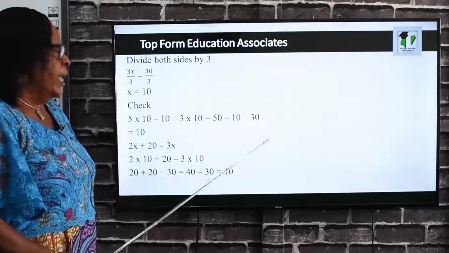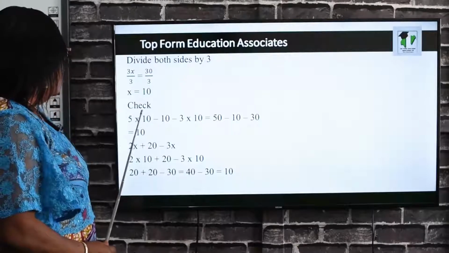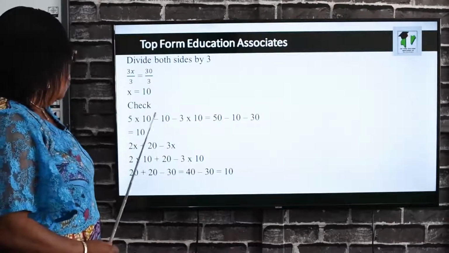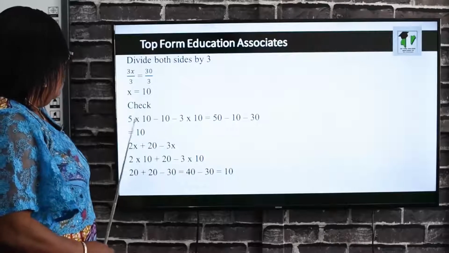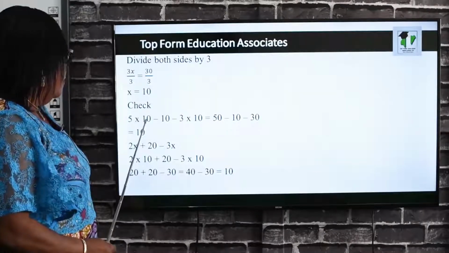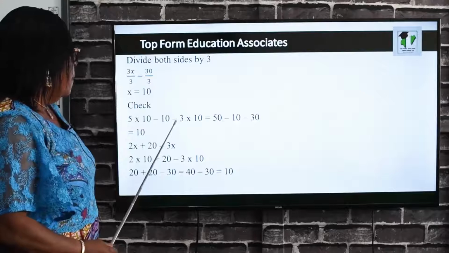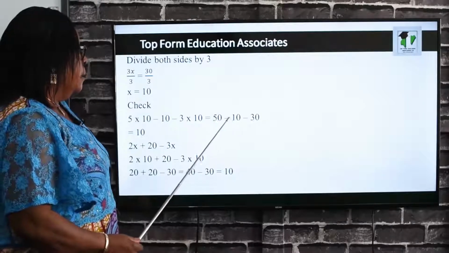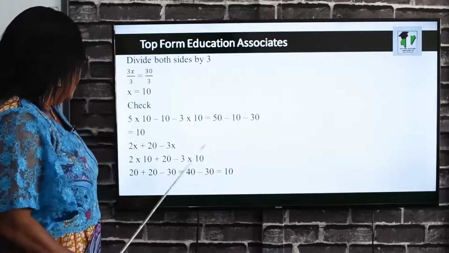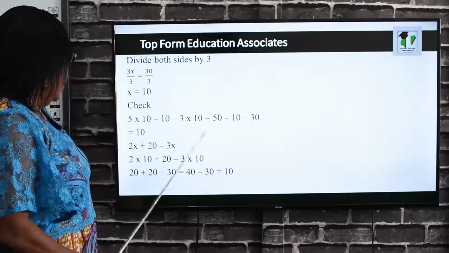We are asked to check. So to check, in that question, wherever we have x, we put 10. 5 times 10 minus 10 minus 3 times 10 is equal to 50 minus 10 minus 30 equals 10.